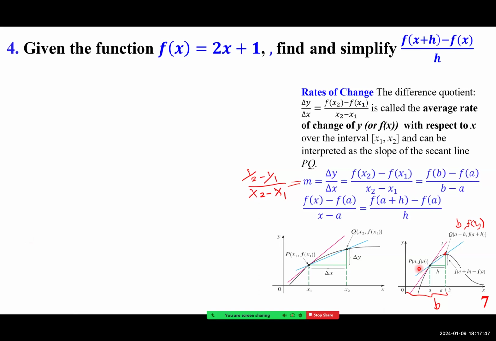If you have the first pair as A and f of A and the second one as A plus h, it becomes f of A plus h as the last one, okay? If instead of A plus h, we call this x, we get this formula. All of them refer to the same thing, everybody, okay? All of them refer to the same thing. Rise over run.